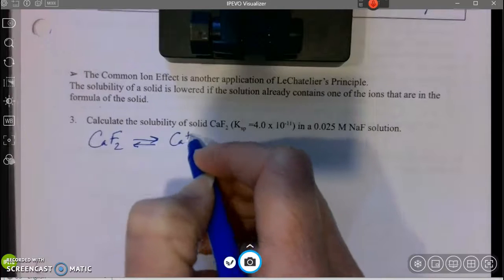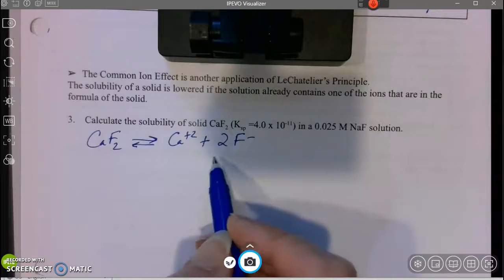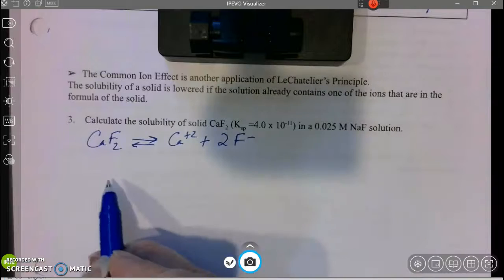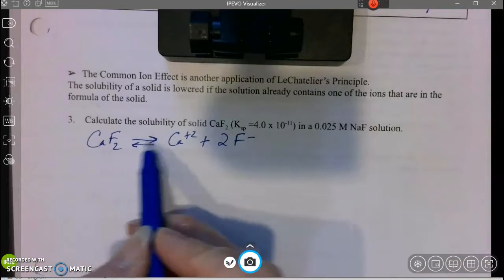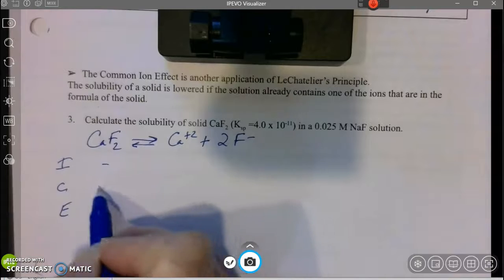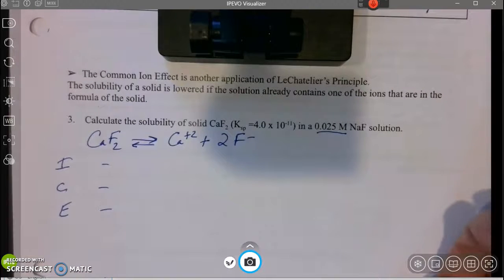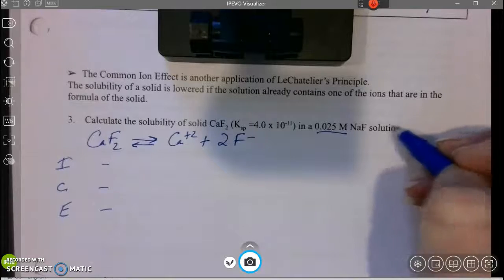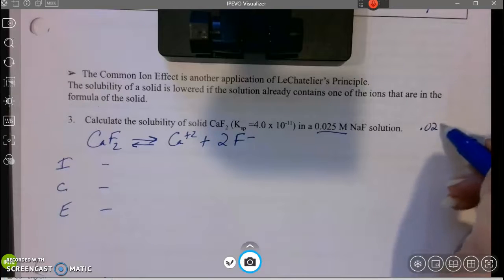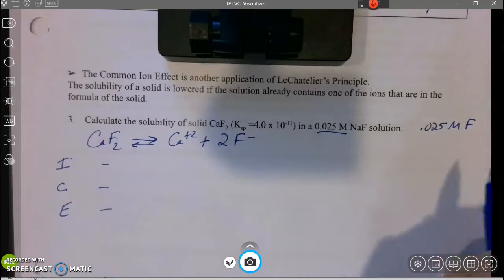So when we had our first example, when we did the ice chart, these were all 0. So having none of this would shift the equilibrium to the right, but this time I'm going to have some initials. So again, my solids still don't count, but this time I have 0.025 molar sodium fluoride, which was going to give me 0.025 molar fluoride in that particular setup.